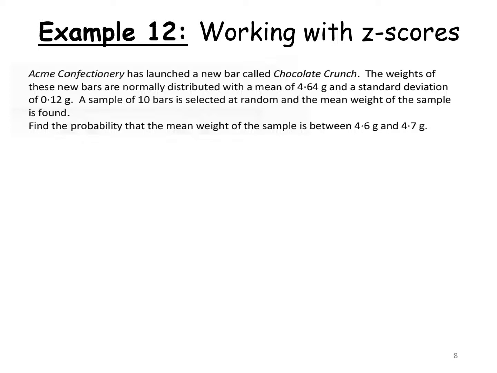Acme Confectionery has launched a new bar called Chocolate Crunch. The weight of these new bars are normally distributed with mean 4.64 grams and standard deviation 0.12 grams. As I'm working through this, I'm underlining anything important. So my mean is given as mu and my standard deviation is 0.12 grams. A sample of 10 bars, that's my n, is selected at random. Find the probability that the mean weight is between these two values. The first thing I'm going to do is write down the probability that the mean weight, x bar, sits somewhere between these two.